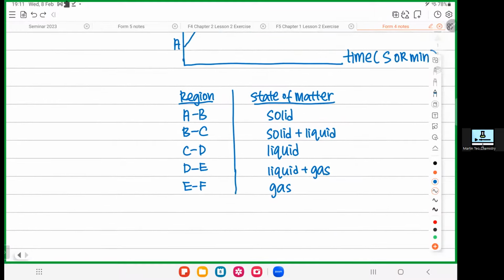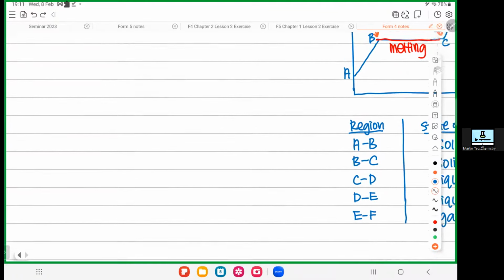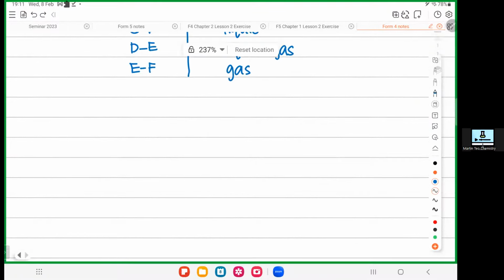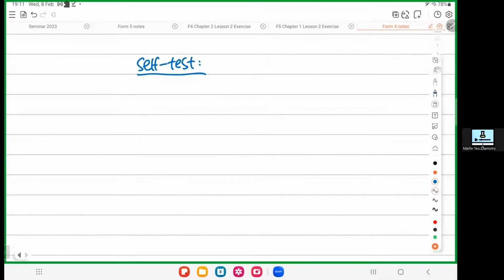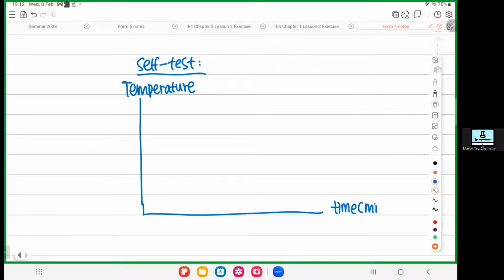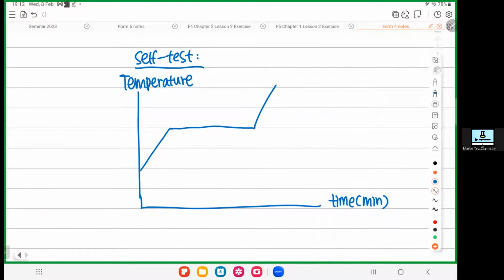So that's it. Before we move on to the last part, which is the explanation, I would like to give you a quick self-test that everyone can try to do together. I hope everyone tries to participate in this. Type the answer in the chat box. So this is the temperature, and this one is the time in minutes. And then you are given a substance like this.